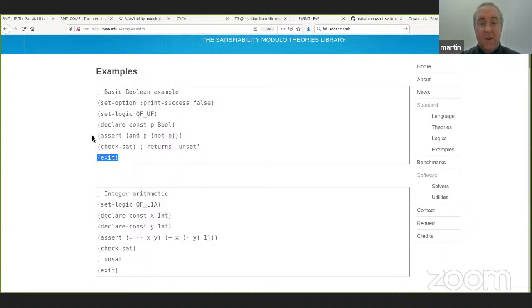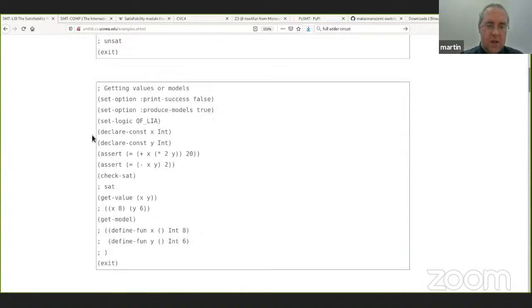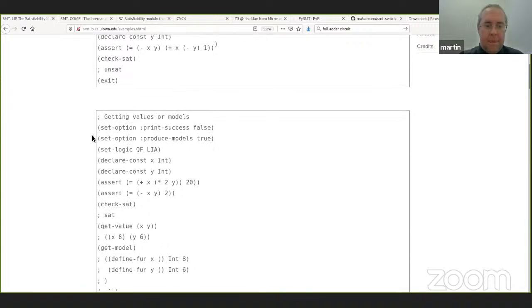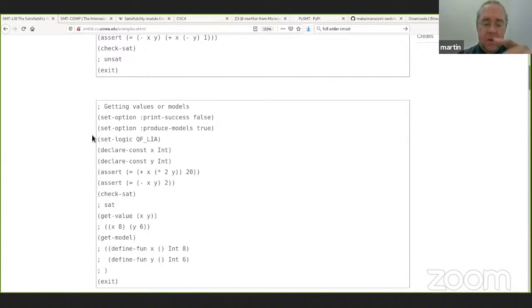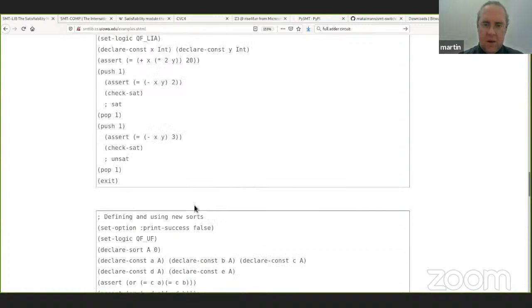That's it. That's how you use an SMT solver. That's the simplest way. And there are examples here, linear arithmetic, getting values back. So this is where I say you not only get SAT or unsat, but if you set the option to produce models, then when you get SAT back, you can also call the get-model command, and it will tell you what values the variables have to have to make things satisfiable. And there's a load more here, and you can have a look at these.